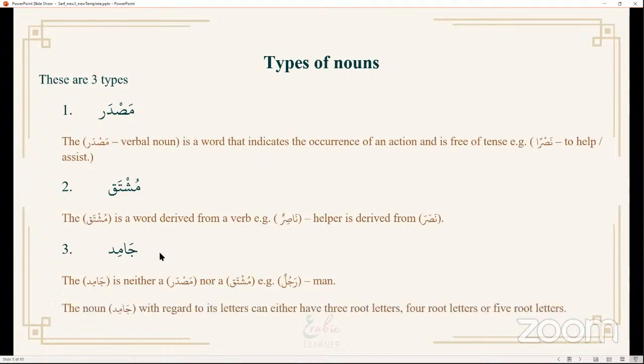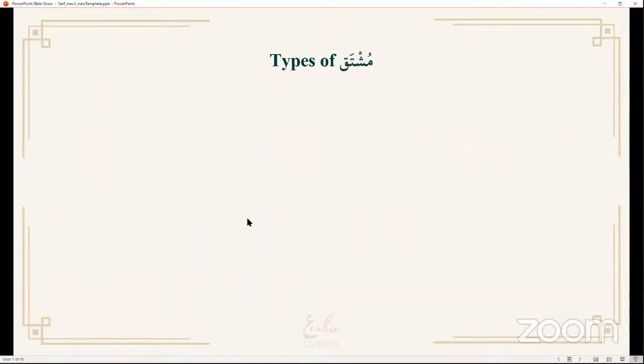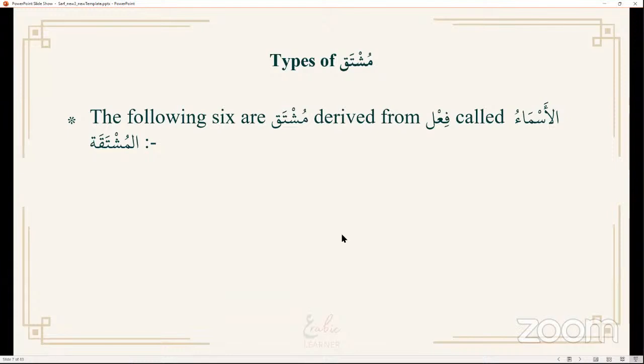Now these jamid, when it comes to masdar and mushtaq, are either three letters or four letters. But when it comes to jamid, it can go up to five root letters also. So this is not a topic of discussion in Sarf. We will be dealing with masdar and mushtaq. Last time I spoke about masdar. Now I'm going to talk about mushtaq.